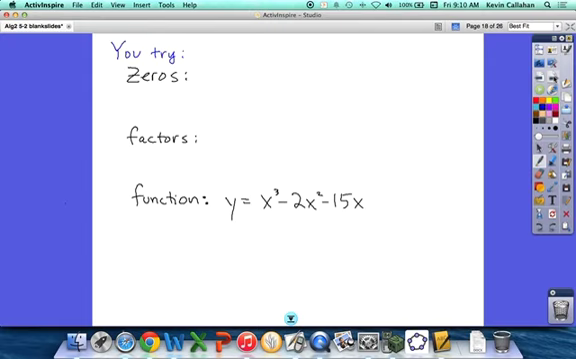What are the zeros? Yeah. Negative 3, 0, and 5. Right? If you just put that in, look at where it crosses the x-axis, you would have found those zeros. And then turn them into factors.